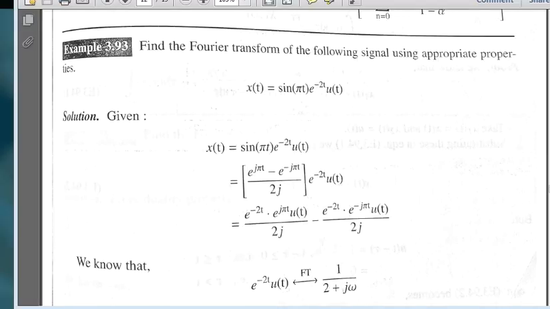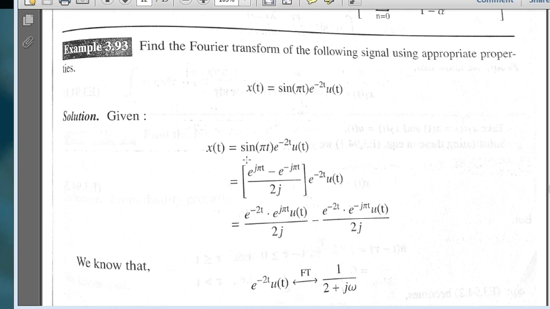The next kind of problems are those wherein we have to make use of properties to make the solutions easier. So let's see such kind of problems. Find the Fourier transform of the following signal using appropriate properties. If x of t is given as sine of pi t e raised to minus 2t u of t, we can go for its Fourier transform.